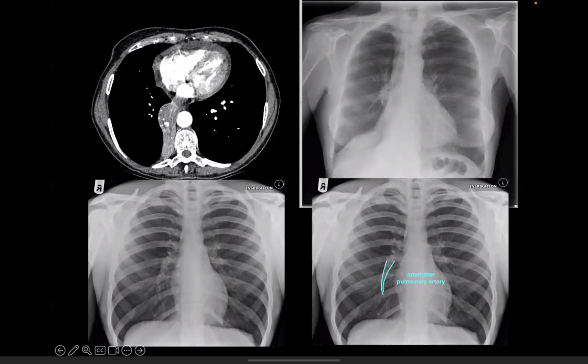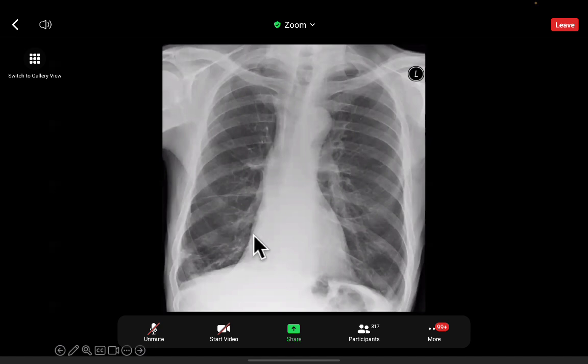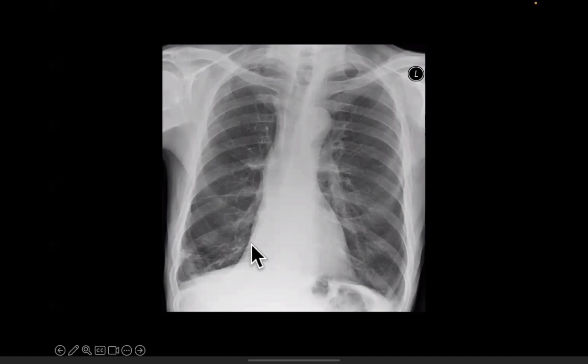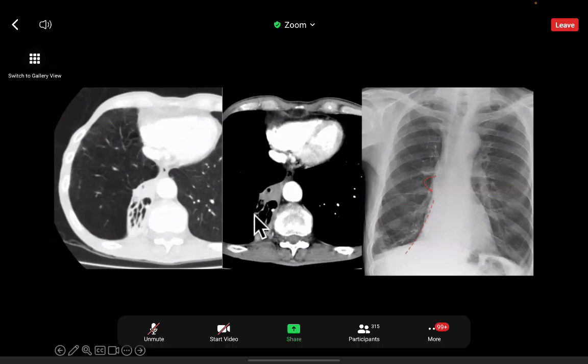Now, while we're on the subject, I'm going to show you another example of a right lower lobe collapse. Again, we've got the right hilum, which has been pulled down and inwards. We can't see the interlobar artery. And there's the interface of the right lower lobe, which is superimposed to some extent over the right heart border. And the CT scan shows that we've got a right lower lobe collapse.